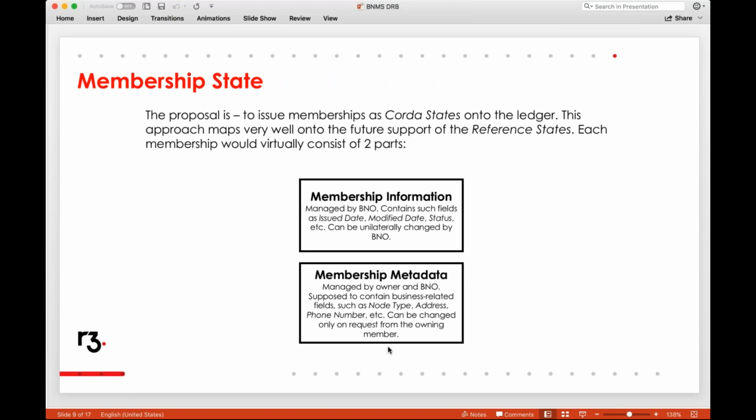Does it make sense so far? Questions? Okay, so the proposal is to have all the memberships issued onto the ledger as Corda states.